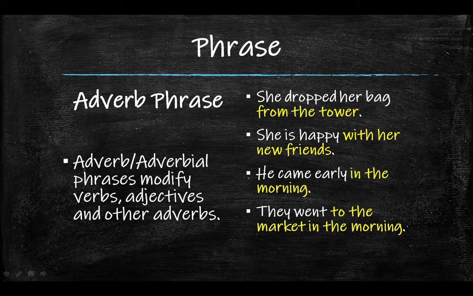They went to the market in the morning. There are two adverb phrases. To the market indicates the place of the action went, and in the morning indicates the time of the action went. So we have studied adverbs, and we know there are different types of adverbs, and adverbs can modify verbs in different ways by indicating their time and place and manner and all that. So same is the case with adverb phrases.